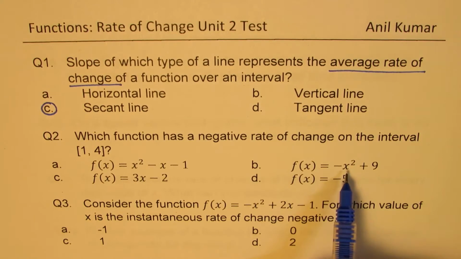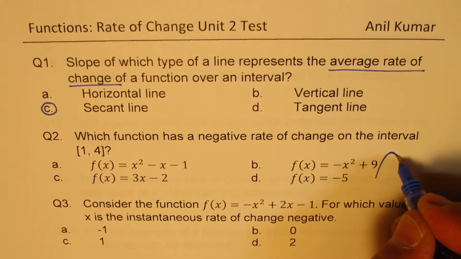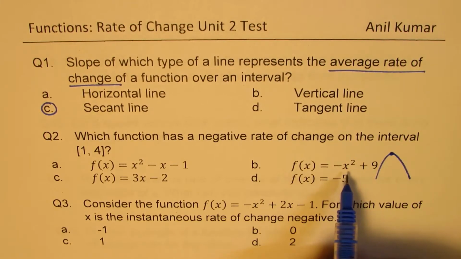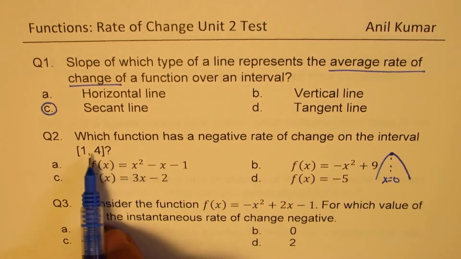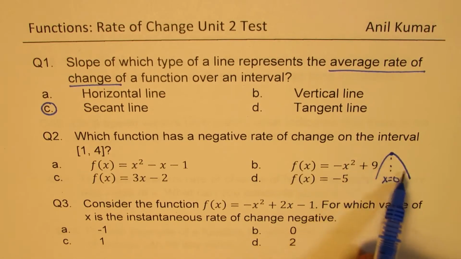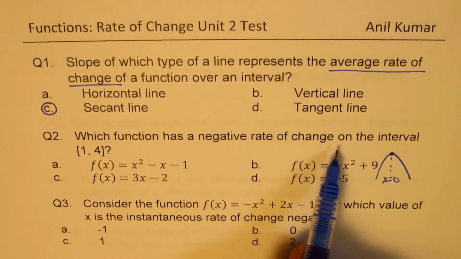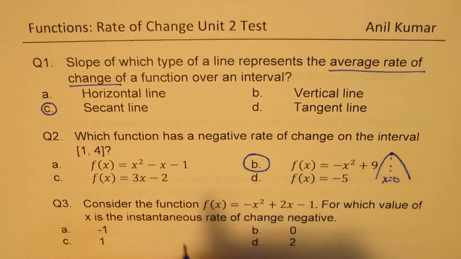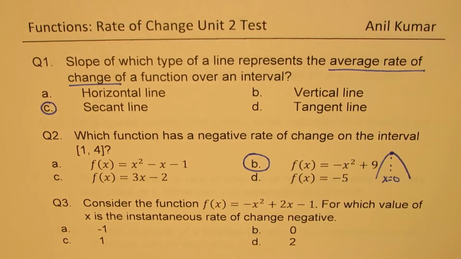Now, this function, minus x squared, will be a parabola which is going to go down kind of like this. Do you see that? And this point vertex will be at x equals 0, right? So this is at x equals 0. So if we are on the right side, we do have a negative slope, and therefore this function will have a negative rate of change on the given interval. So you don't really have to do any calculations here. Use this kind of a strategy to get your answer.